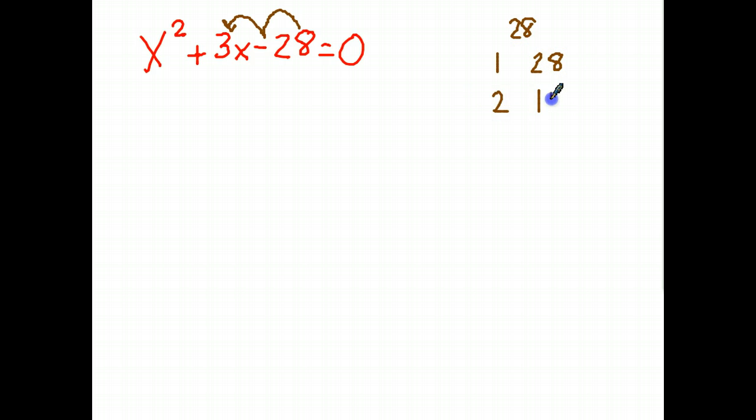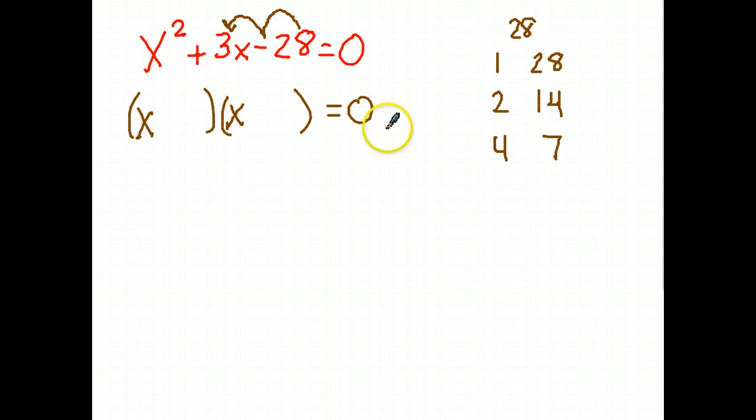You could take 2 and 14. Those subtract to 12 or negative 12. And 3 doesn't go into 28. So we have 4 times 7. And here we go. That actually subtracts to 3 if we do it correctly, if we use the right sign. So set up 2 sets of parentheses. And we'll put an x first. That's going to take care of this x squared term. And now we're going to put 4 and 7 in here.